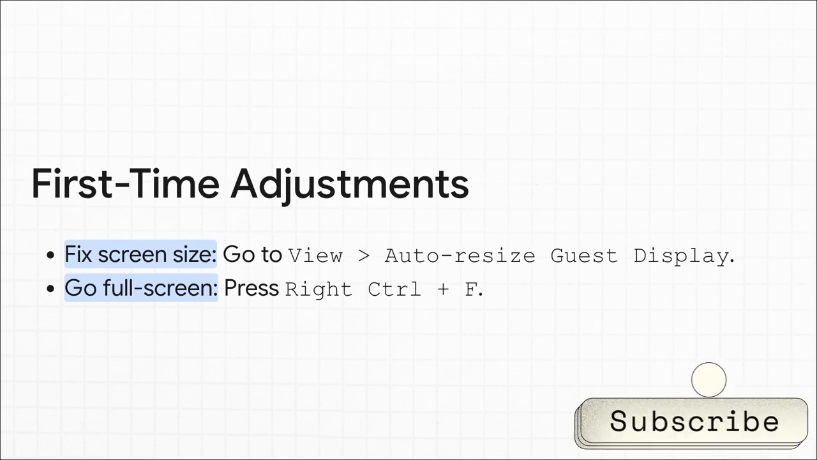Now, the first thing you'll probably notice is that the screen might look a little small. Don't worry, 2 quick fixes will make the experience way better. In the View menu at the very top of the window, go ahead and select Auto Resize Guest Display. Then, to make it feel like a real computer, you can enter full screen mode, which is also in that View menu, or you can just press the right Control key plus the F key.